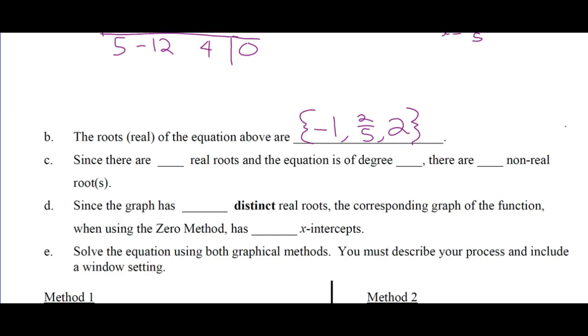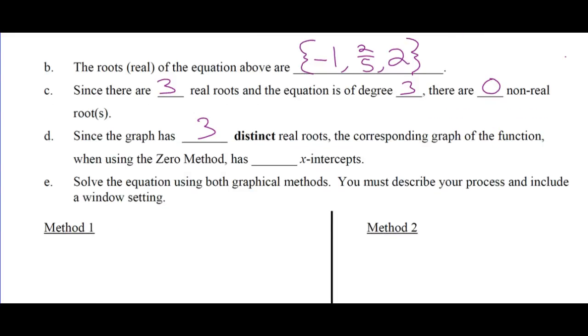How many real roots are there? There are 3 real roots, and the equation is of degree 3. So how many non-real roots? There are 0 non-real roots. Since the equation has 3 distinct real roots, the corresponding graph of the function, when using the zero method, has 3 x-intercepts.